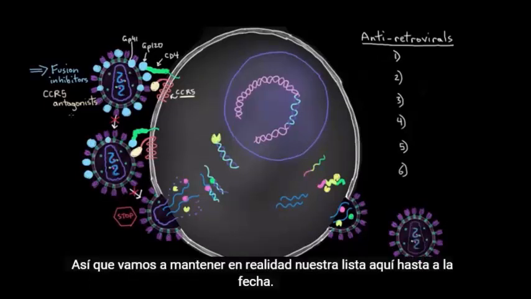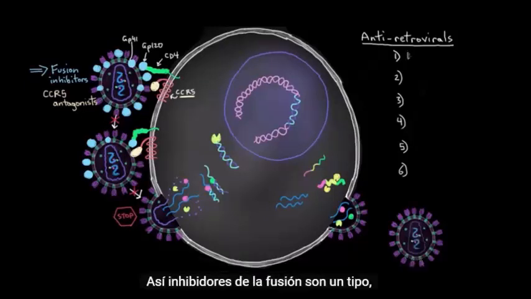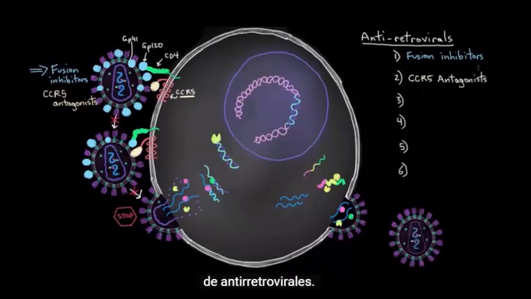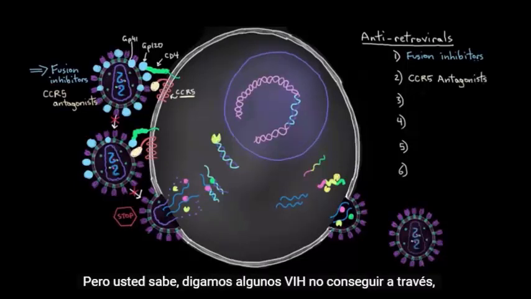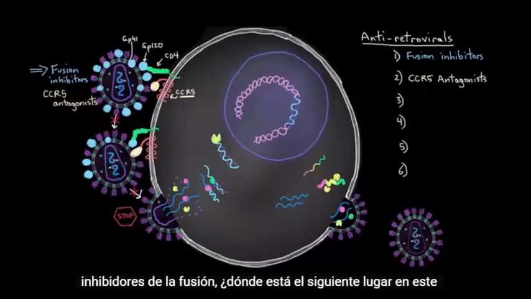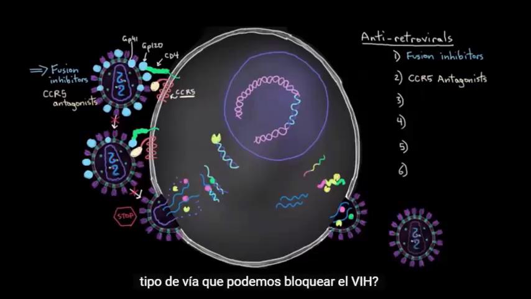So let's actually keep our list up here up to date. So fusion inhibitors are a type, and CCR5 antagonists, they're another type of antiretroviral. But let's say some HIV does get through, does fuse, or maybe you're just not on one of these fusion inhibitors. Where's the next place in this sort of pathway that we can block off HIV?